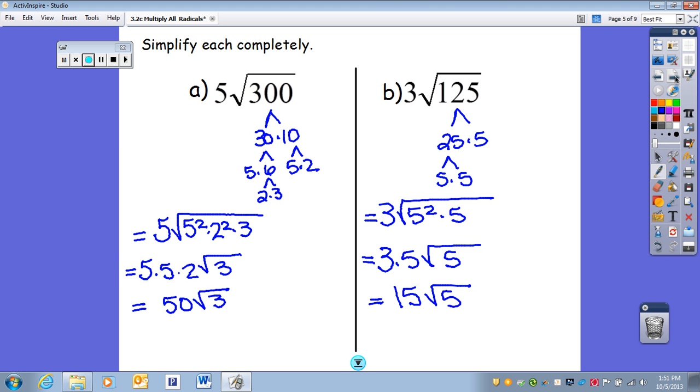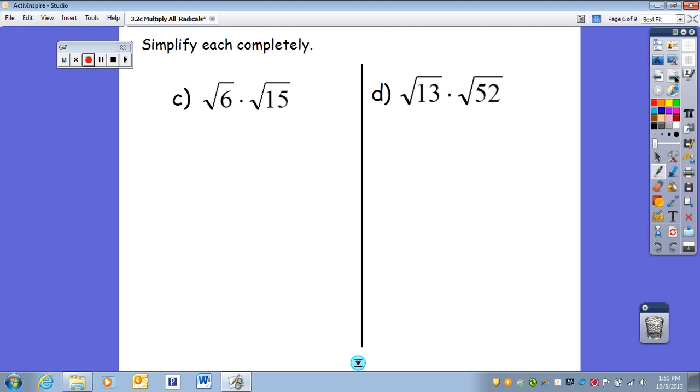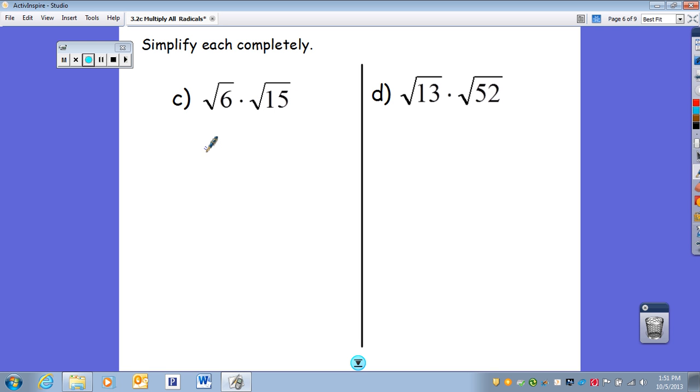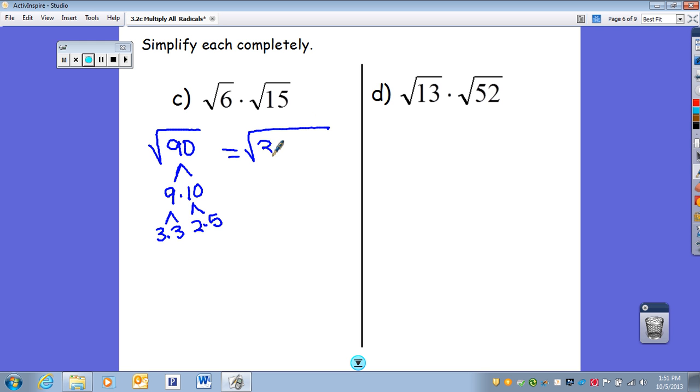In our next example, we have the square root of 6 times the square root of 15. Because both of these values are under the radical, they are alike and we can multiply them together. 6 times 15 is 90. Then we have to simplify. So we take 9 times 10, then it can be 3 times 3 and 2 times 5. So when I rewrite my radical with my factor pairs, I have 3 squared times 2 times 5. I can bring the 3 out, and the 2 times 5 stays underneath as 10.